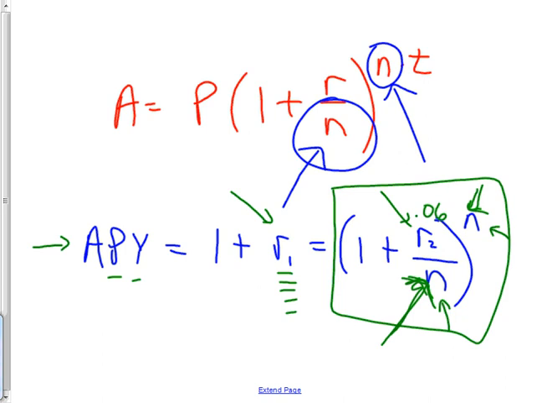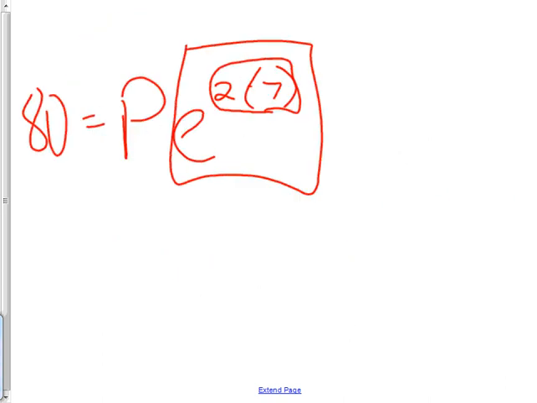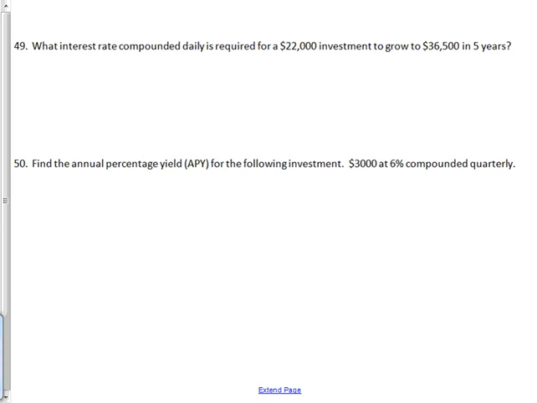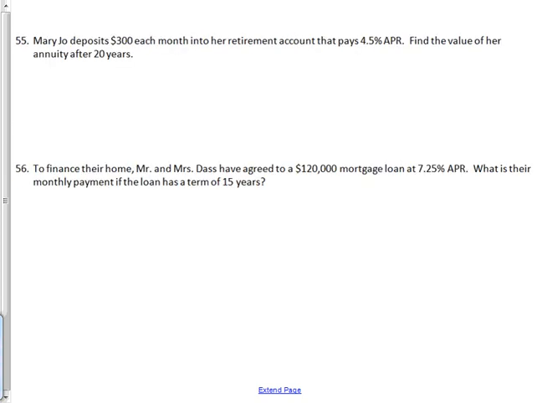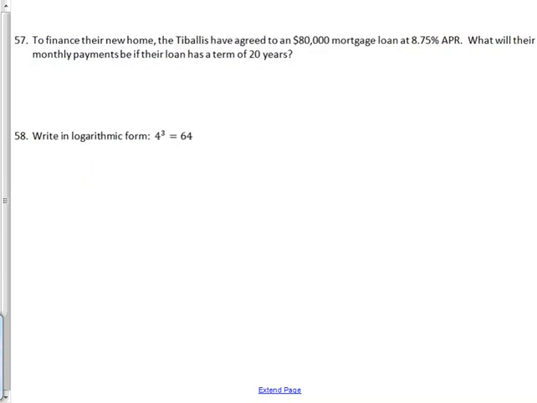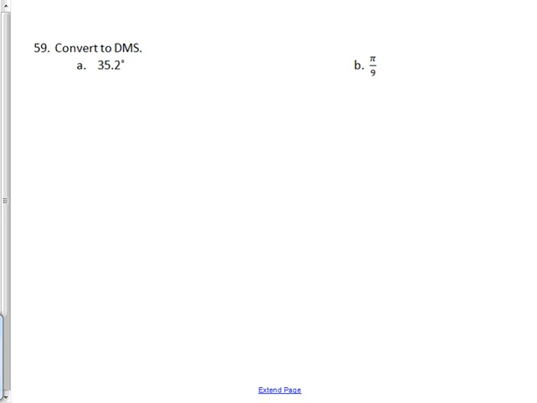All right, so the finance ones, I just want to remind you that the formulas are on the test and you just have to pick the right one. If it ever says continuously, you use the E one. If it says something like daily, you want one of those that has the N in it so that you can compound it more than annually. You can compound it daily, which would be 365. Okay, so let's move on through the finance ones to convert to DMS.